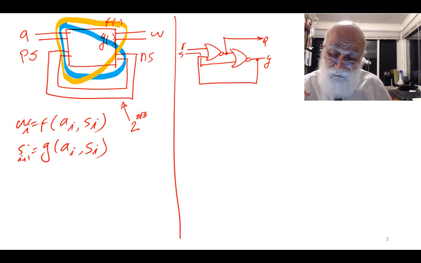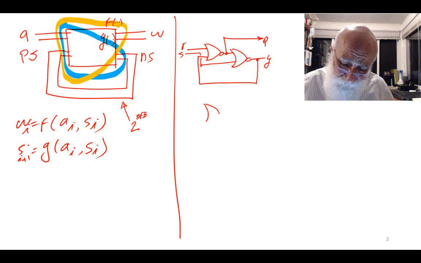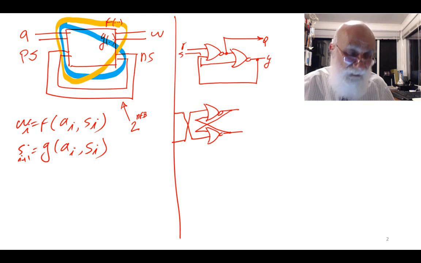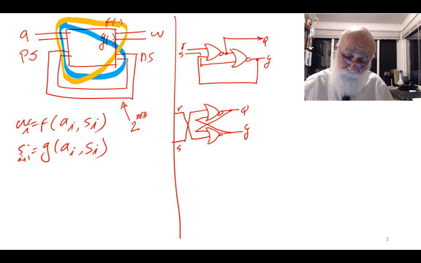I'm going to redraw this circuit slightly differently. The only reason I redraw it is because people are accustomed to that. I guess many years back somebody showed it this way. People liked it. They called it cross-coupled NOR gates, and it is still referred to as such. So still I have an R input, an S input, and then I have this Q, and for now I'm calling this Y.